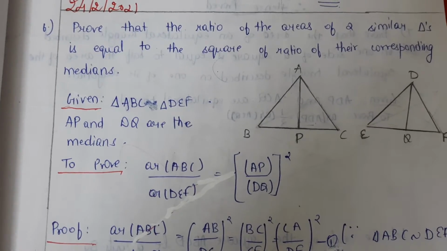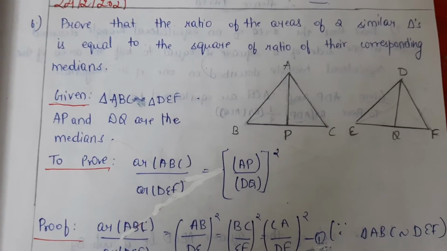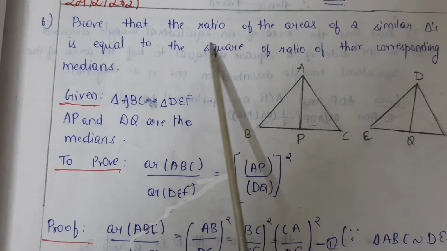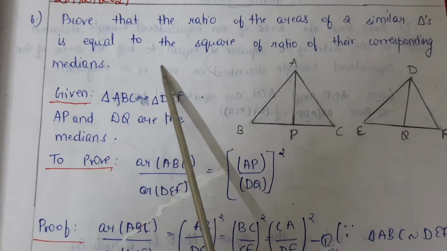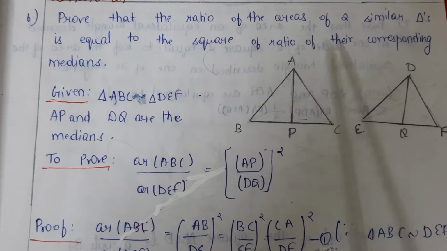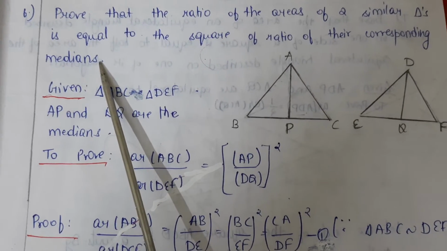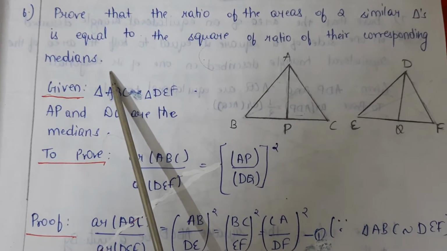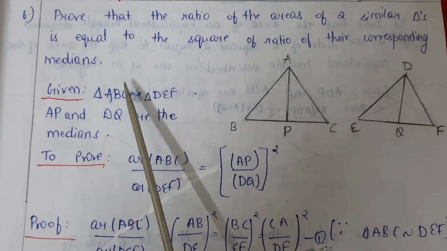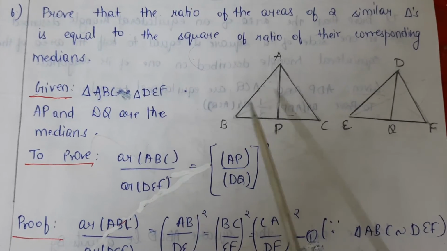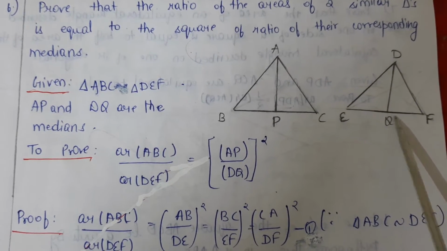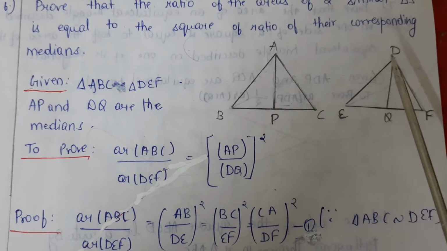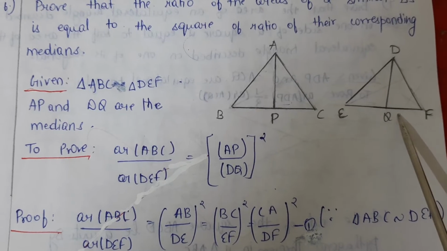Today we are going to solve the sixth problem in exercise 6.4. Prove that the ratio of the areas of two similar triangles is equal to the square of the ratio of their corresponding medians. We know a median is a line drawn from the vertex of a triangle to the midpoint of its opposite side. So now we have taken a triangle ABC and another triangle DEF. Here AP is the median and DQ is the median of this triangle.